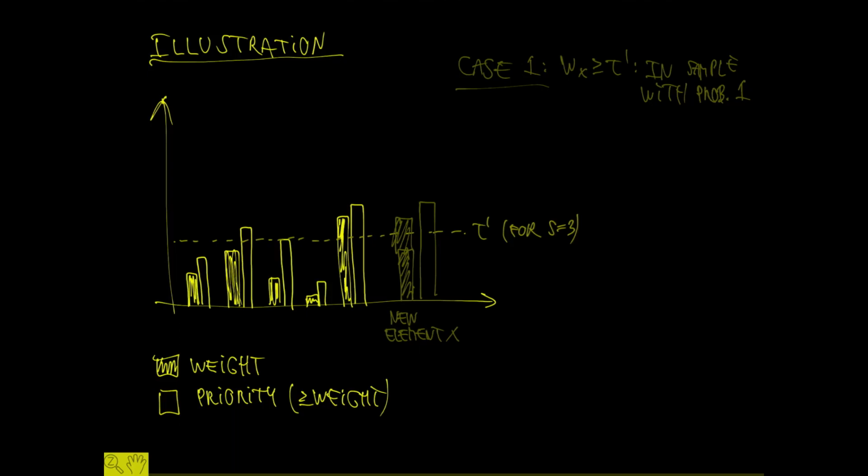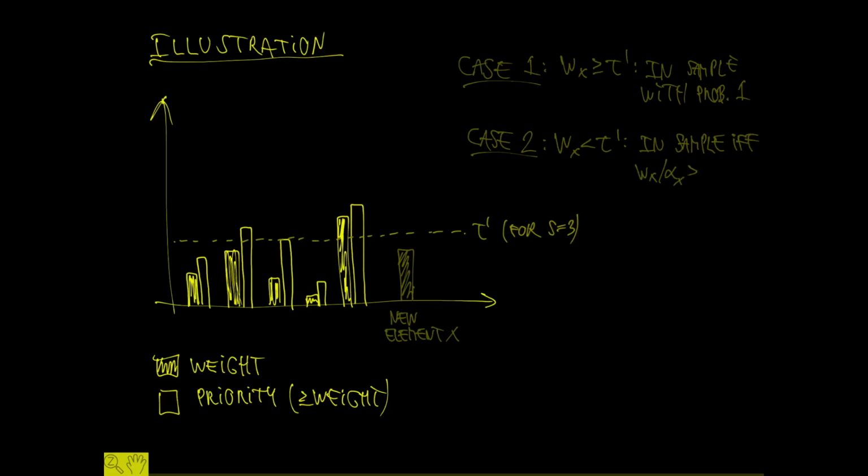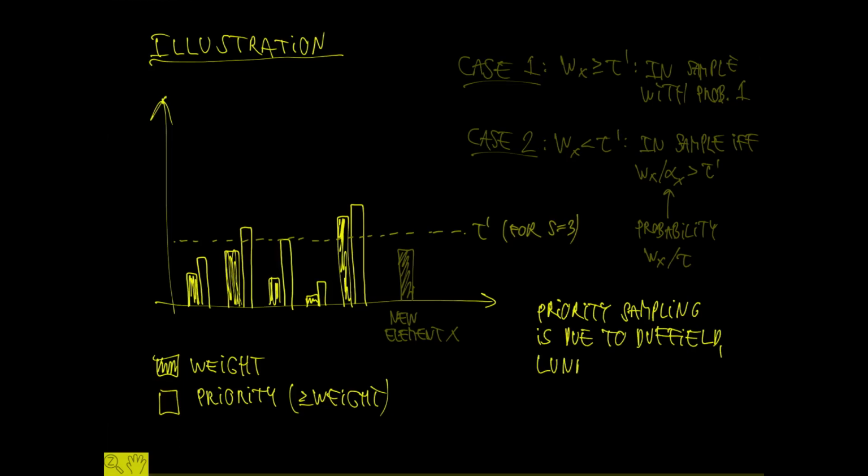Otherwise, if Wx is strictly less than tau prime, so this is the case here, then, depending on the value of alpha x, we may or may not end up in the sample. And if you work it out, it turns out that x ends up in the sample if and only if alpha x is less than Wx over tau, which happens with probability Wx over tau.